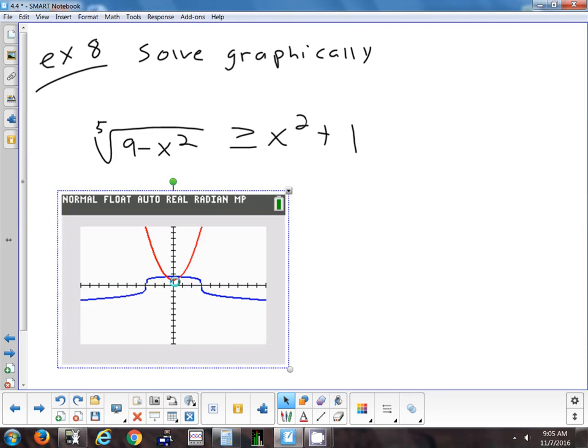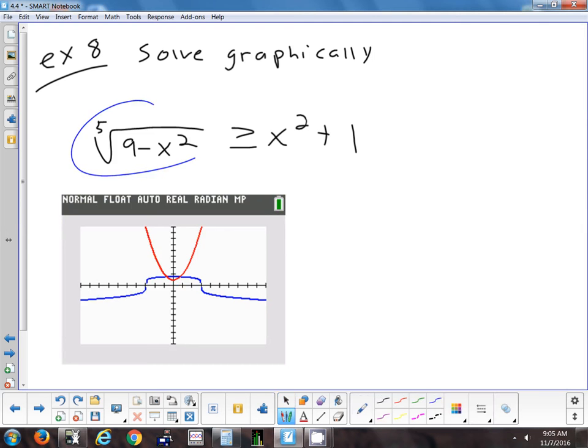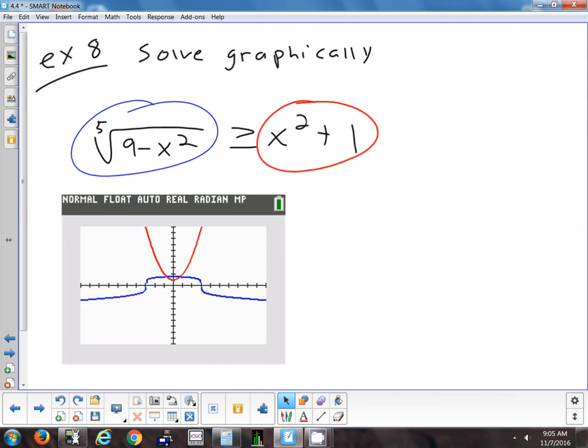So notice this isn't our standard kind of looking odd index graph because you're squaring something. If you take that square out, then it would look normal. Still some symmetry to it, but not quite what we're used to. All right, so now we're looking for where this graph is greater than or equal to the parabola. So I can see that that does happen.